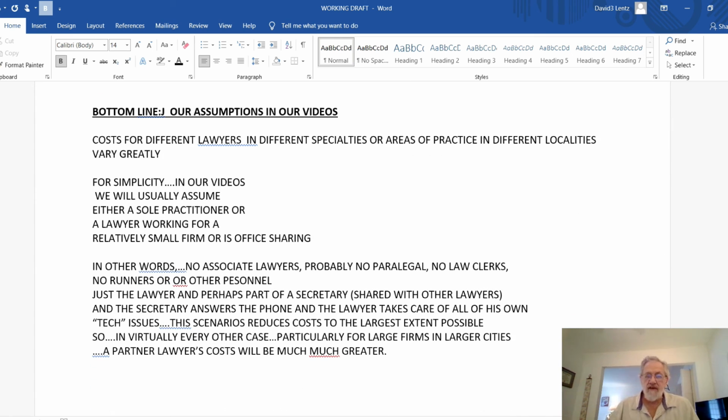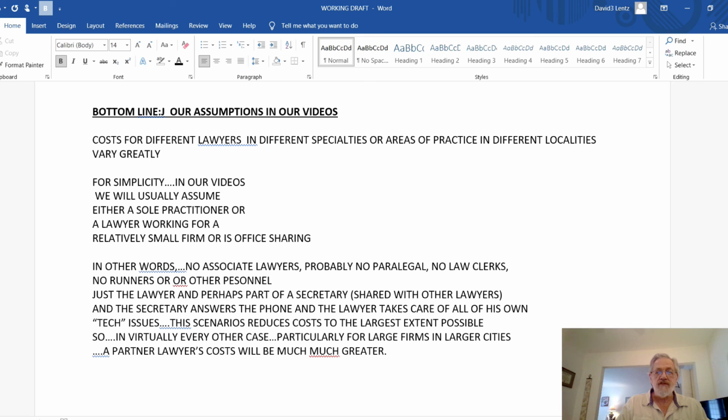Now we're going to make some videos on costs and expenses, but for simplicity, we're going to make some assumptions. Number one, that we're not talking about people who work directly for a corporation or for the government, state, local, or federal. We will assume that you're either a sole practitioner or a lawyer working for a relatively small firm or office sharing.